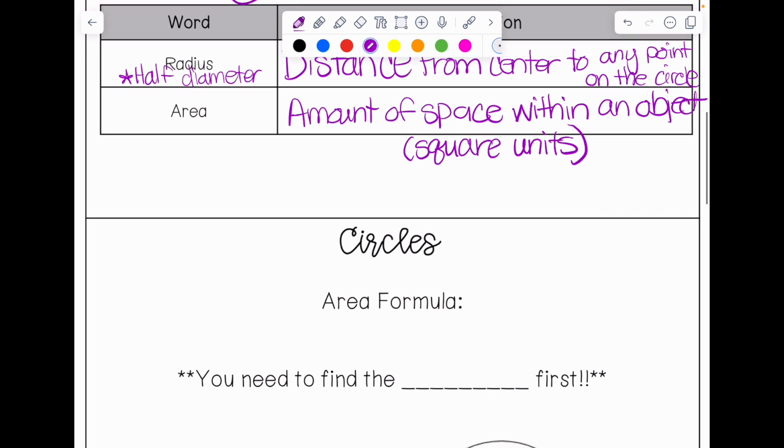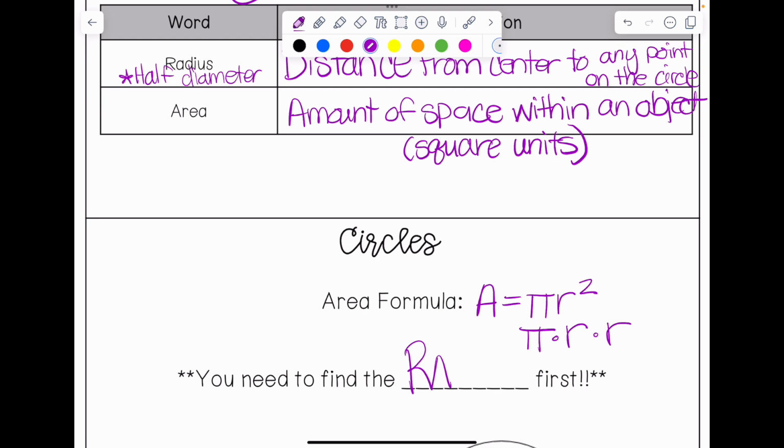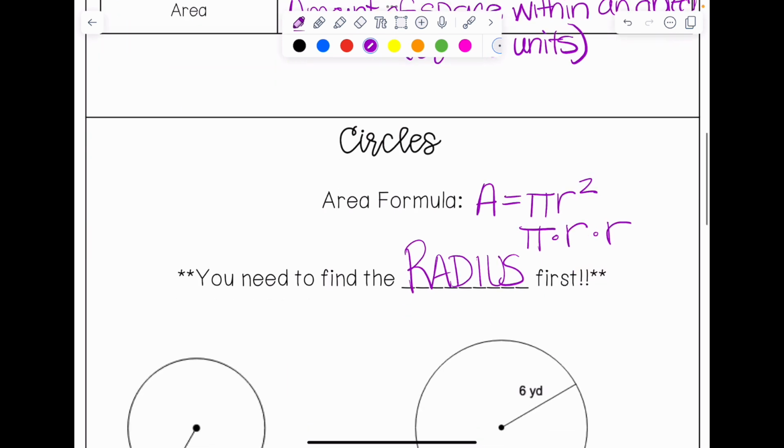So for circles, our area formula is pi times radius squared. And I'm actually going to write that out a second way as well: pi times r times r again. Radius squared is different than multiplying times 2. You're multiplying the radius times itself. In order to use this formula, you need to find out what the radius is first. So let's look at a couple of examples.